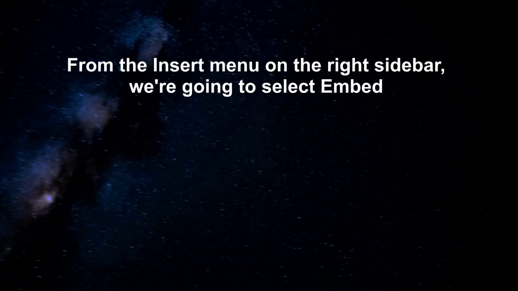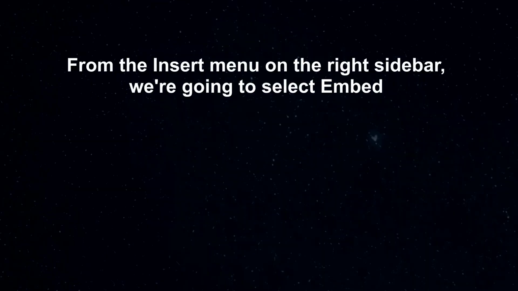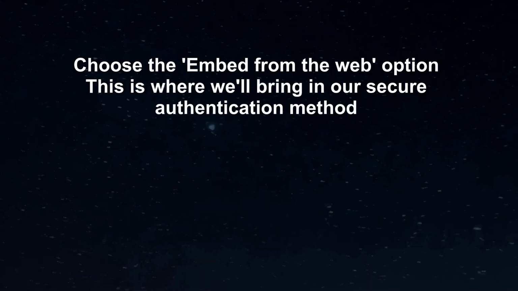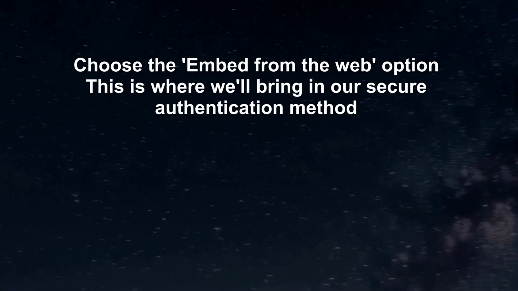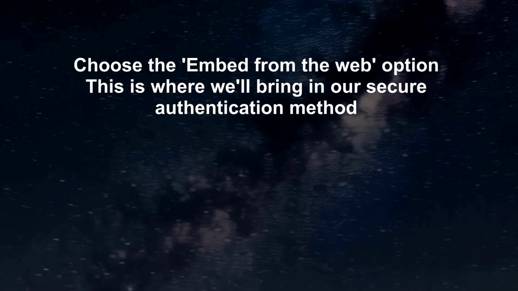From the Insert menu on the right sidebar, we're going to select Embed. Choose the Embed from the web option. This is where we'll bring in our secure authentication method.